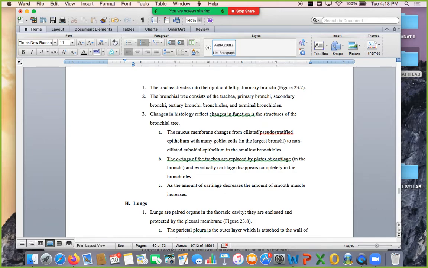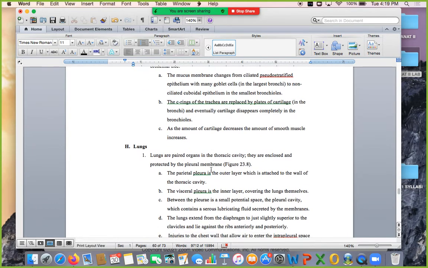So we have regions, that mucous membrane region at first, and it starts off being ciliated and pseudostratified with many goblet cells, which are mucus secreting cells, and eventually becomes non-ciliated cuboidal epithelium in the smallest bronchioles. Additionally, in the trachea, we have C-rings of cartilage, which are going to be replaced by plates of cartilage on the bronchi, and eventually the cartilage disappears entirely in the bronchioles. So there's no cartilage at all in the bronchioles. And as we start decreasing the amount of cartilage, we're going to increase the amount of smooth muscle.